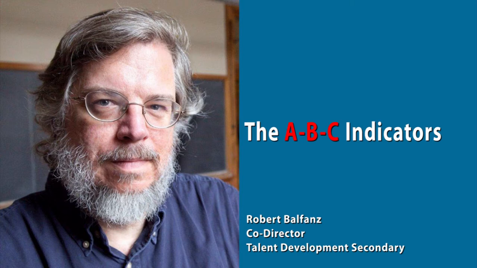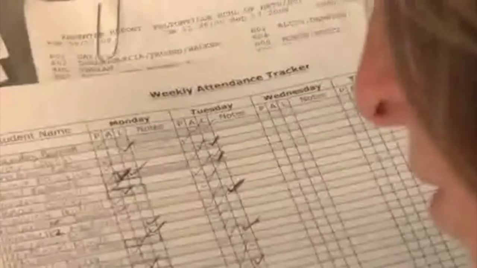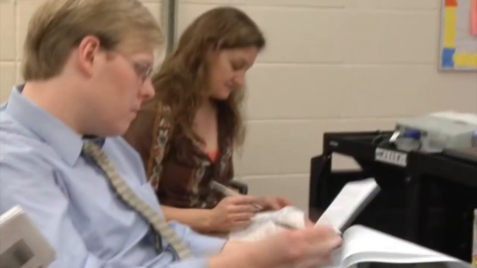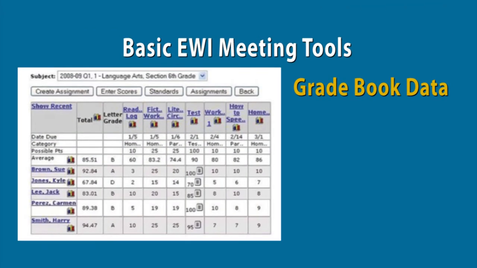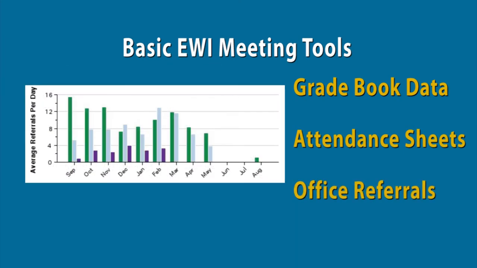Here's TDS's co-director, Robert Balfanz, talking about the ABC indicators. All existing research agrees that the strongest on- and off-track indicators are the ABCs: attendance, behavior, and course performance. Hence, it is important for schools and districts to know their own data, and in particular to establish the points at which monitoring and intervention are needed. Any school can get started using early warning indicators by using the data in their gradebooks, attendance sheets, and office referrals to identify students who are signaling they are on and off track to high school graduation, college, and career ready.